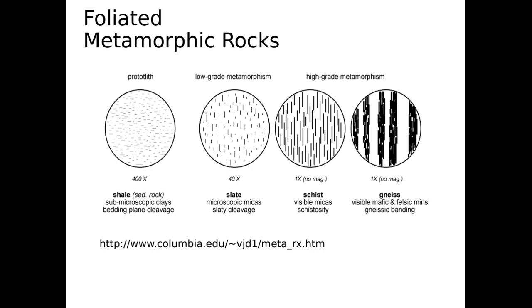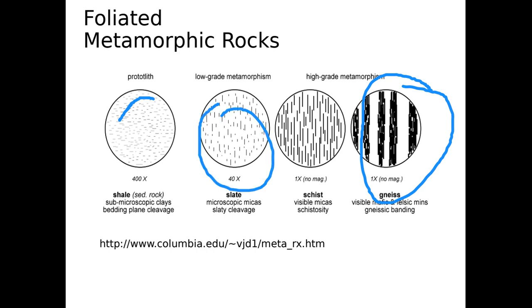It'll go from being shale to being slate to being schist to being gneiss. So gneiss is your highest grade of metamorphism, and slate is your lowest grade. And there's a few steps in between there too, with phyllite and all. But know that sequence: shale, slate, schist, gneiss.